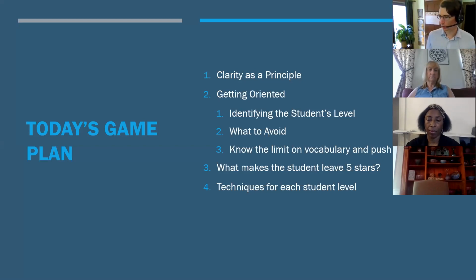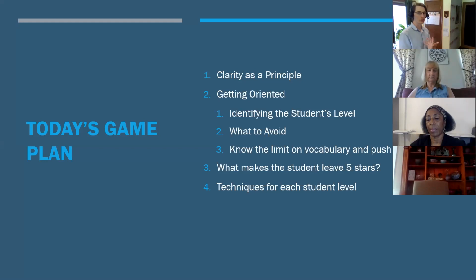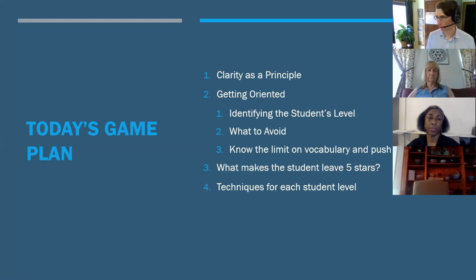Today we're going to look at 4 main items. The first one is clarity as a principle. I think that's probably the most important thing for communication. Then we're going to talk about getting oriented. So this is when you meet somebody, how do you orient yourself to match their English speaking level, and also to produce a good effect, a good result in the interaction.